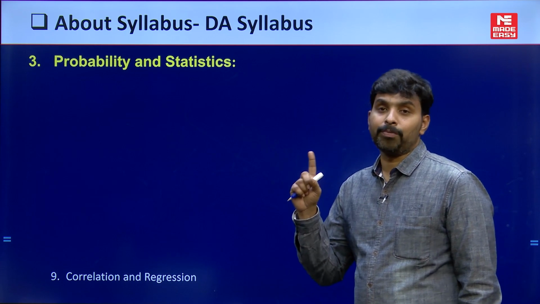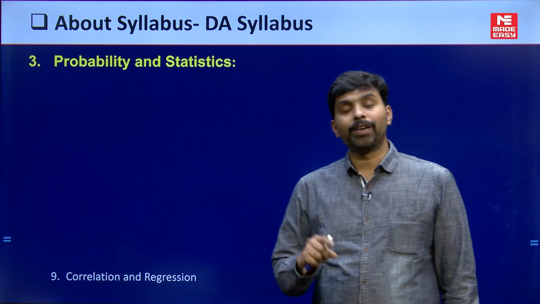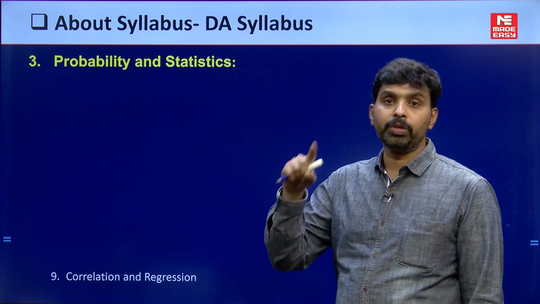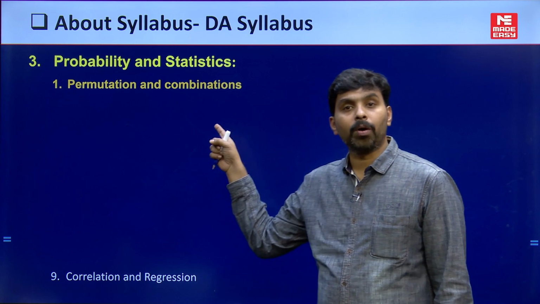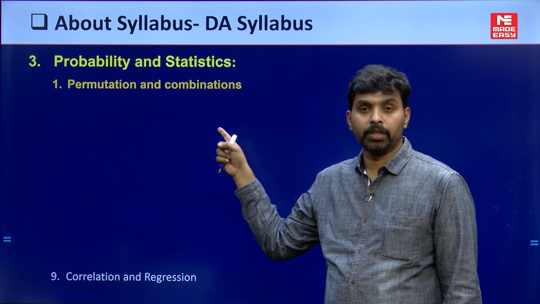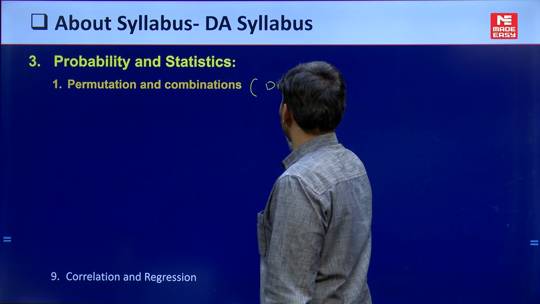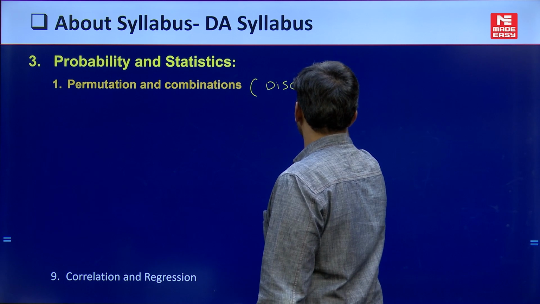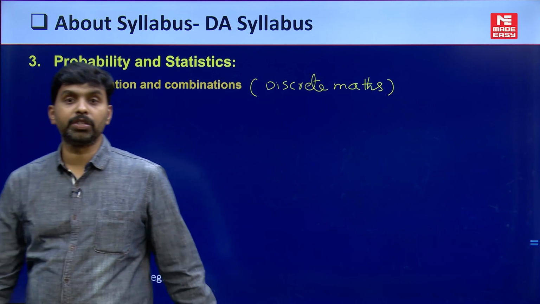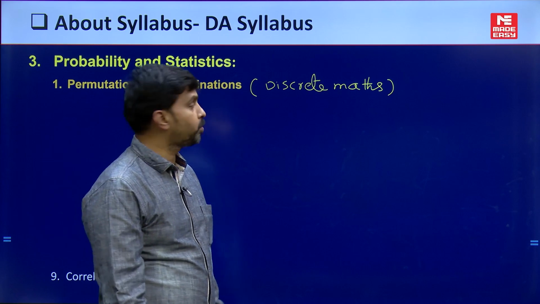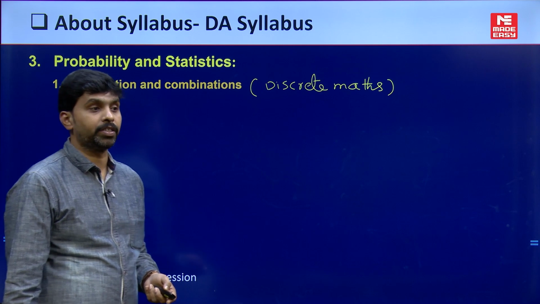The next one is the most important one, that is probability and statistics. Now I will show you exactly what topics you need to cover in the DA paper, that is permutations and combinations, that is counting techniques. Counting techniques you also study in discrete mathematics, and you will be studying permutations and combinations in aptitude also.